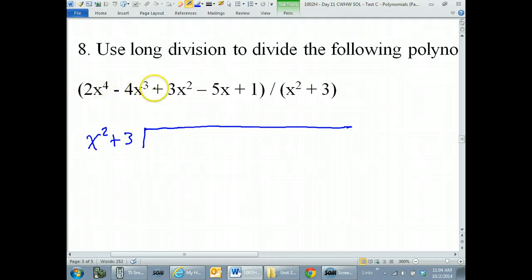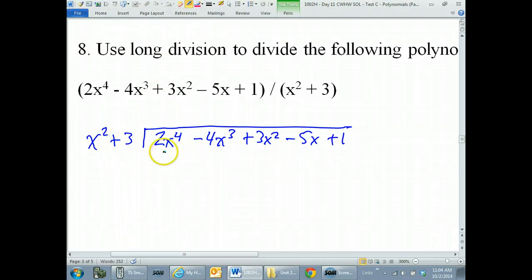Okay, always scan across to see if you're missing any terms that you might need a 0 term. Degree 4, 3, 2, 1, 0. So nothing's missing, but you should always check for that. So here I go. So I've got 2x to the 4th power minus 4x to the 3rd power, 3x squared minus 5x plus 1. Okay.